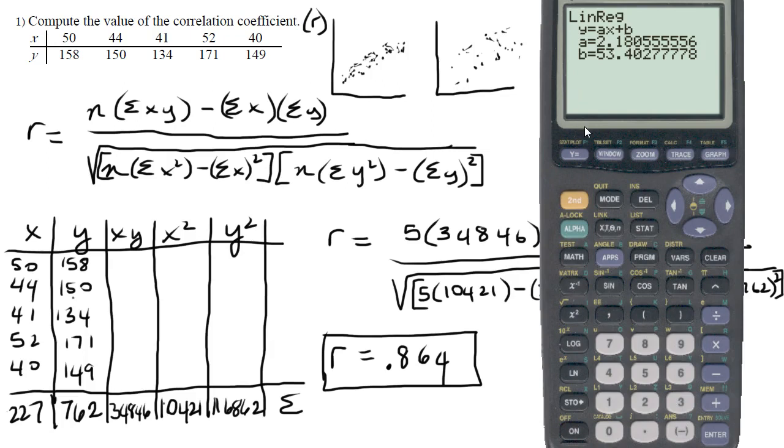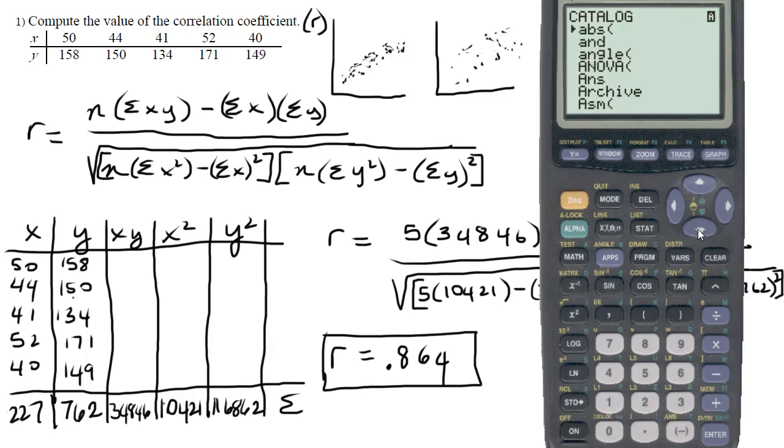If this happens to you, it's because you didn't turn the diagnostics on in the calculator. You have to turn the diagnostics on in order to compute the correlation coefficient. So in order to do that, I'm going to clear out of here. We have to go to the catalog. That's second and the 0 key. The word catalog is right there. It's kind of hard to see. But second catalog.